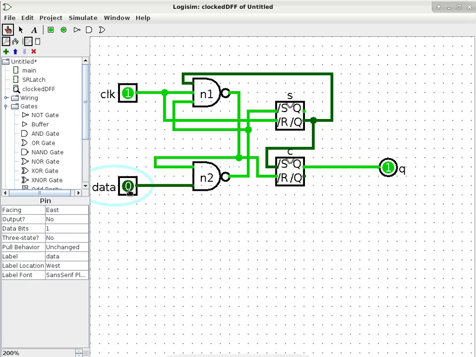Is that okay? So this is a very different design compared to the previous one. The previous one is what we call a level sensitive design, which means as long as the EN pin is a 1, the output is going to mirror the input. This one is what we call an edge sensitive, or otherwise known as a clocked design.